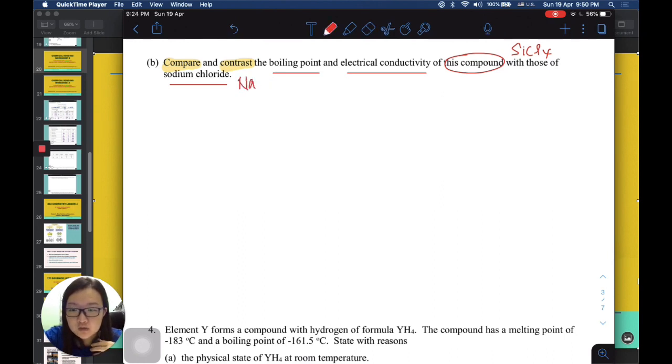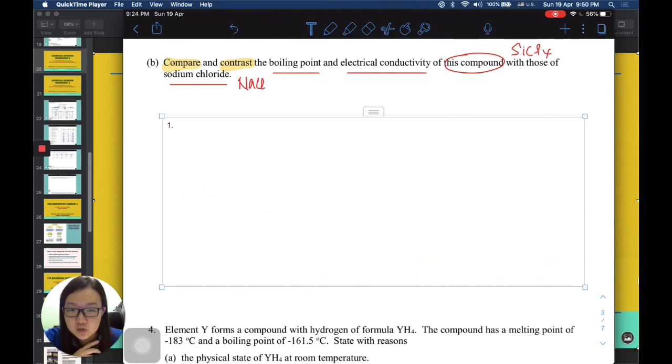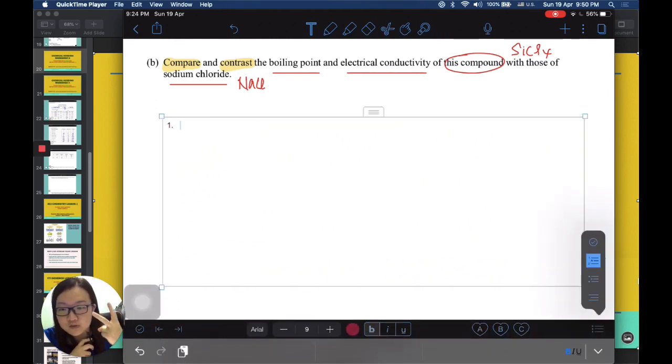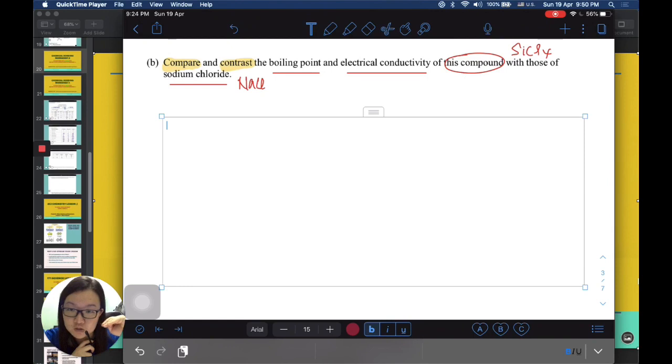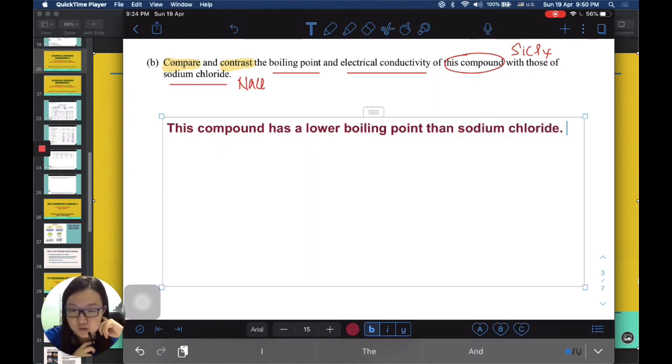After reading this question, immediately you should be able to appreciate and understand that here we are trying to compare and contrast the two physical properties, which are boiling point and electrical conductivity, between covalent compounds and ionic compounds. That is the basic understanding that you need to achieve first before you even plunge into answering the question. Since this is the first time that we are doing this, let me type out the answers for you to see first, then we will run through it together.